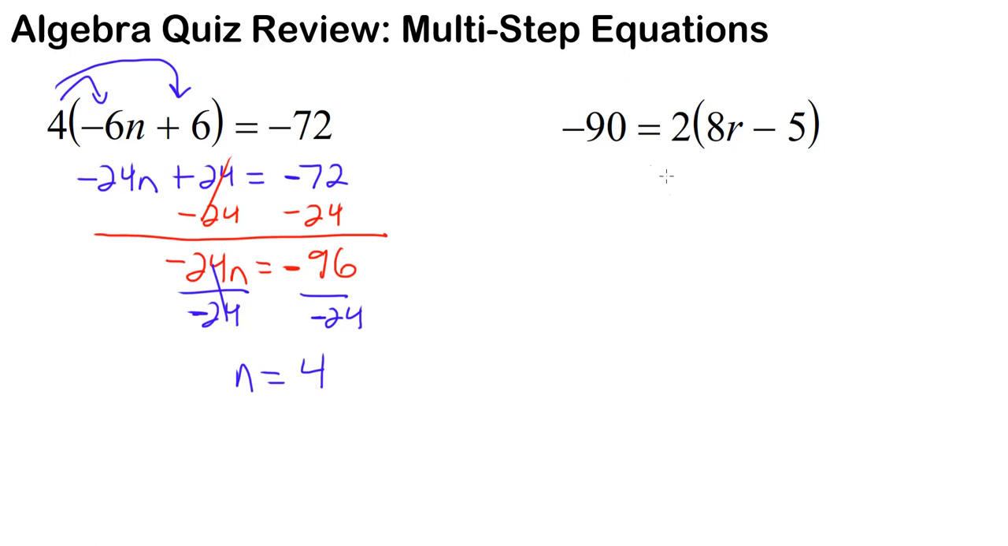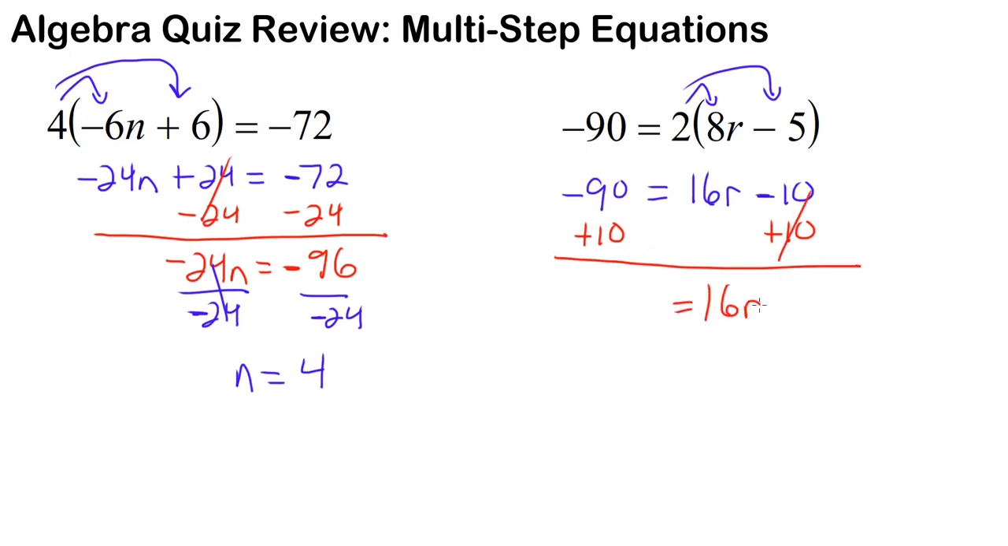In our next example here, we have negative 90 equals 2 times 8r minus 5. Again, I'm going to start off by distributing. So 2 times 8r is 16r. And 2 times negative 5 is negative 10. And I bring down this negative 90. Next, I need to undo addition subtraction. So I'm going to get rid of this negative 10 by adding 10 to both sides.